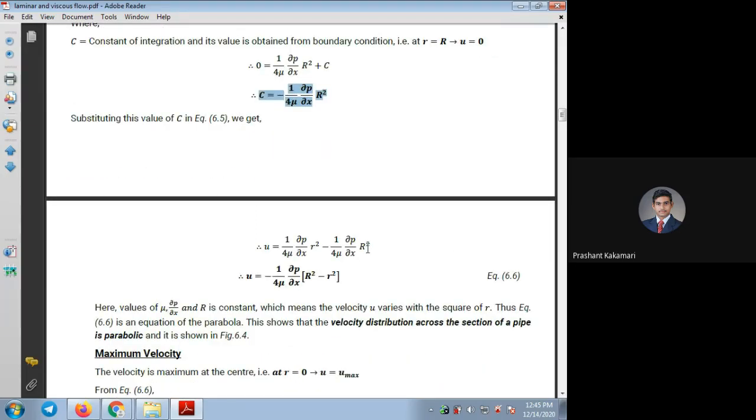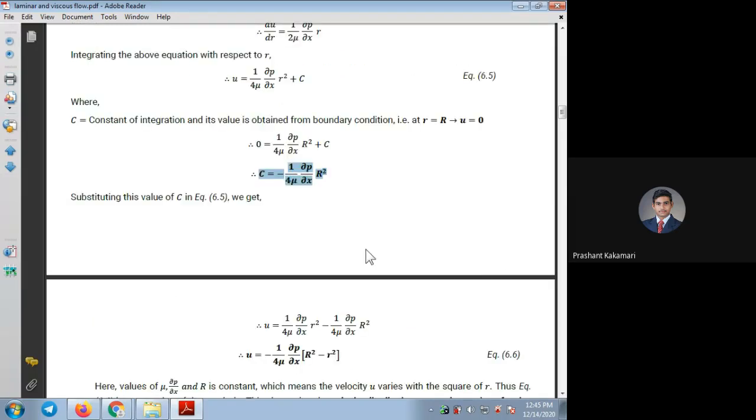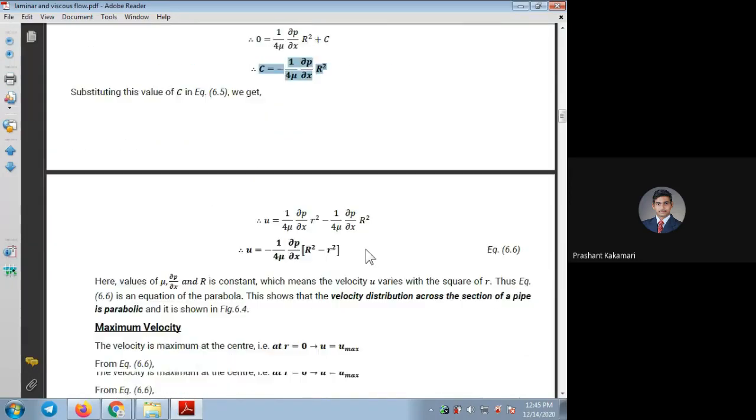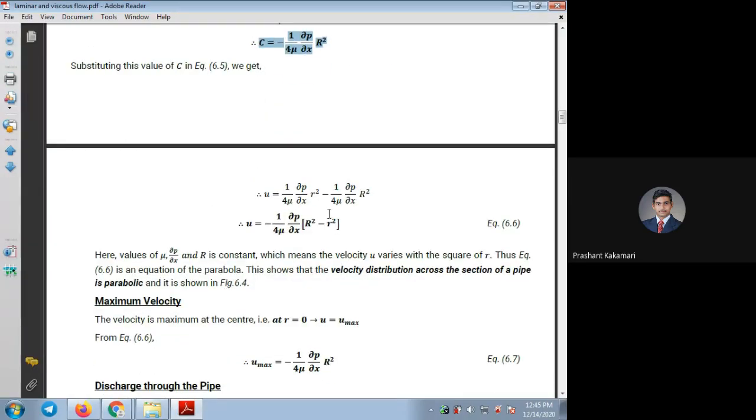So this equation again, if you substitute for the full radius and small radius separately. Okay. So here we have used small r and capital R, both equations. So what we get? We can write it as u equal to minus of 1 by 4 mu dou p by dou x into bracket capital R square minus r square. So by this equation, one can find out velocity at any given point.